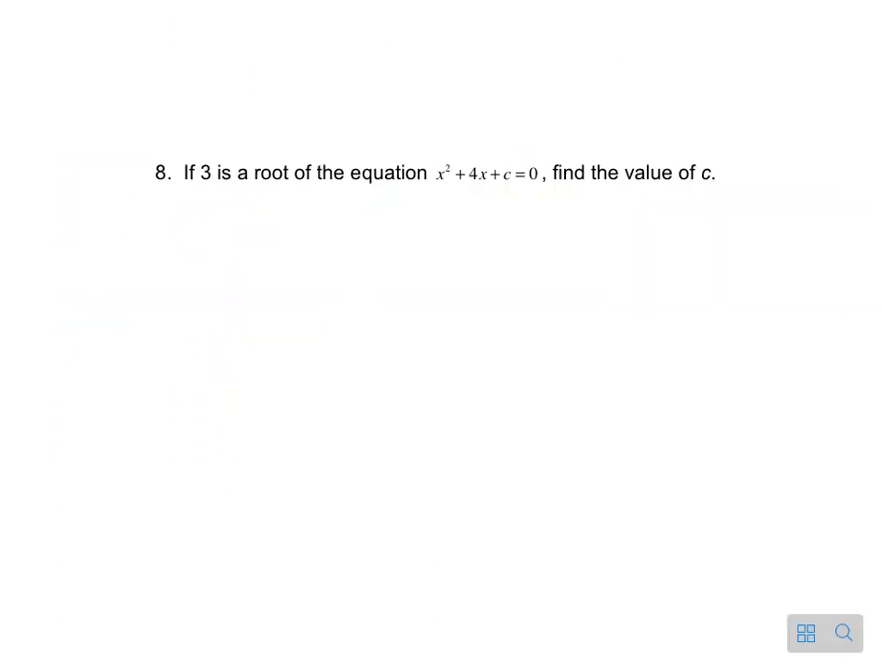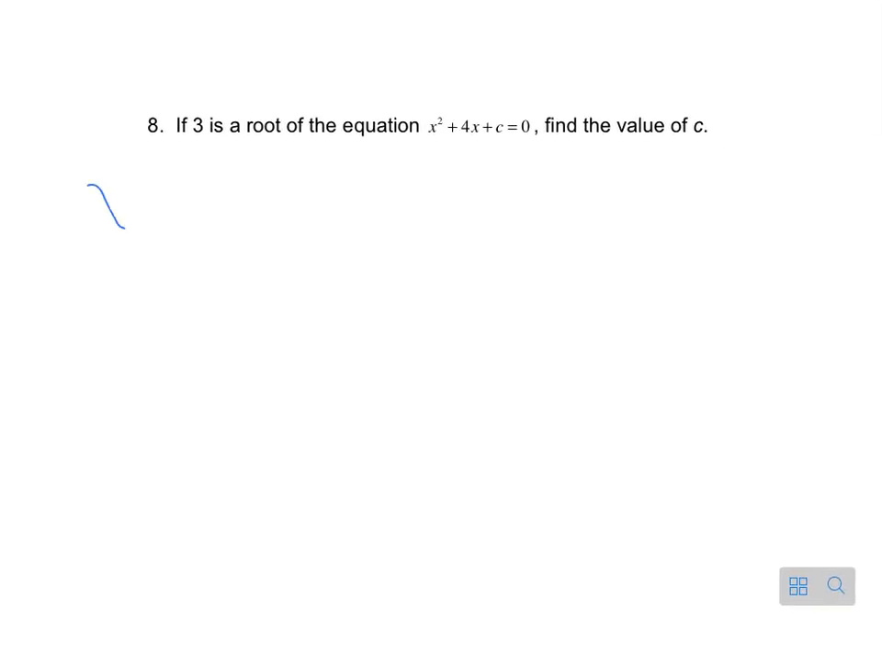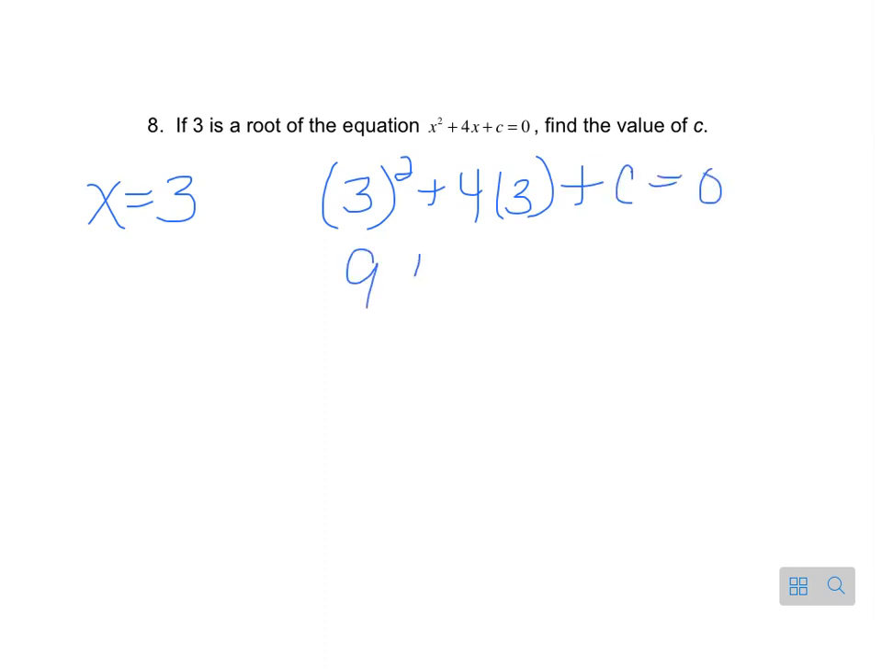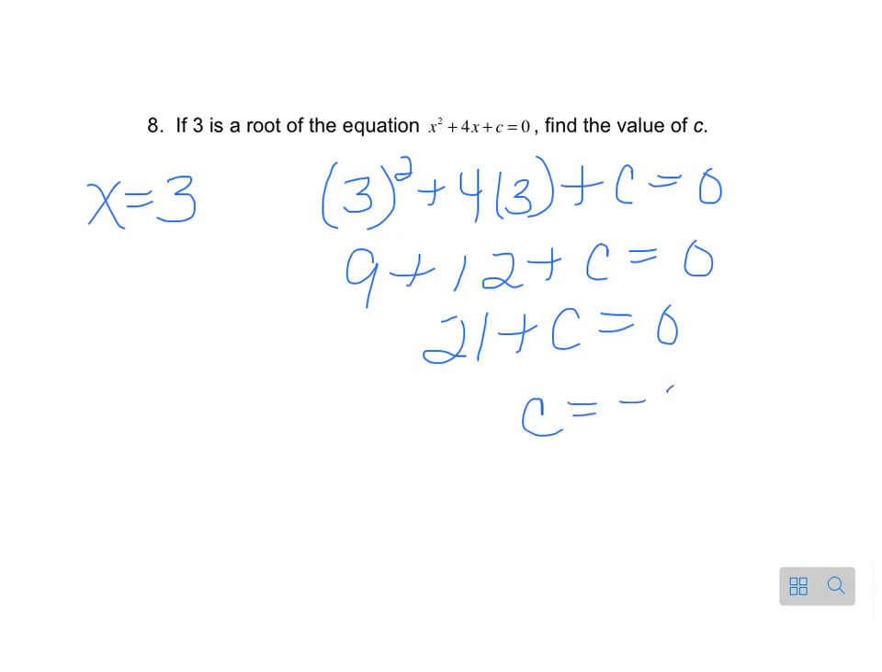One last problem. Number 8. If 3 is the root of the equation, what's the value of c? Well, what you have to realize is that 3 is a root, 3 is a value of x. So we're going to plug 3 into the x and find c. So we have 3 squared plus 4 times 3 plus c equals 0. 9 plus 12 plus c equals 0. 21 plus c equals 0. I'm going to subtract 21 on both sides, so c equals a negative 21. So my value of c is a negative 21.